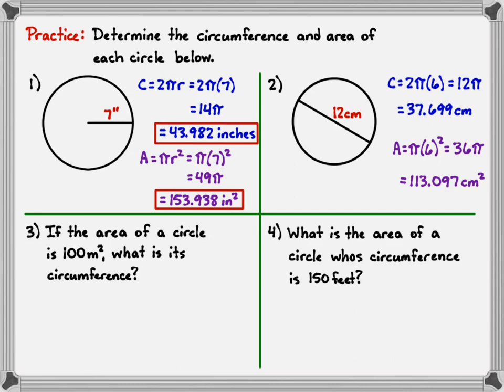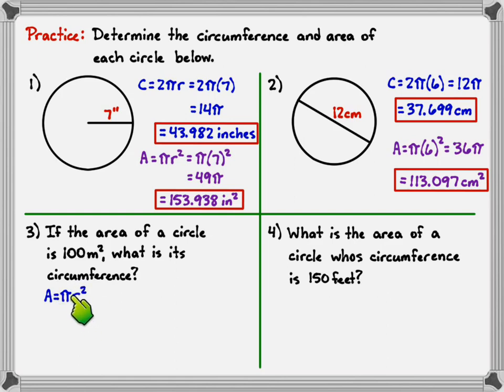It says if the area of a circle is 100 meters squared, what is its circumference? So if I'm looking for circumference, that's the question. What do I need to know to find circumference? Well, circumference is 2 times pi times r. So I need to know the radius of this object in order to find the circumference. Did it give me the radius? No. It gave me the area of the circle. So the area, how could I work with area? Well, remember, area is pi r squared. There's a radius in the area formula.